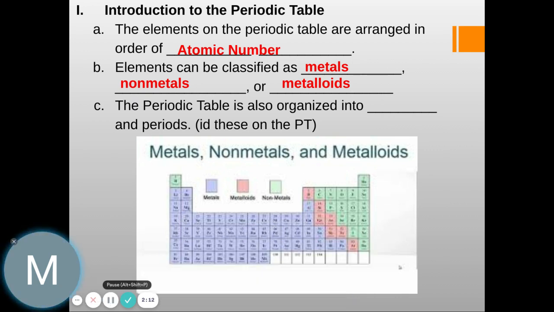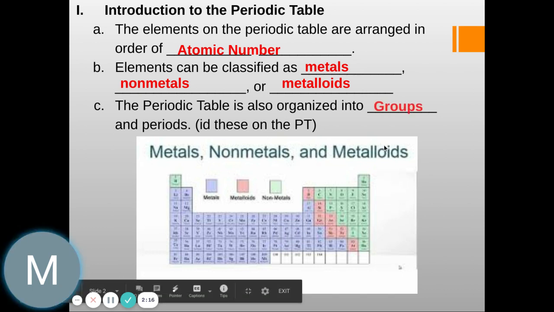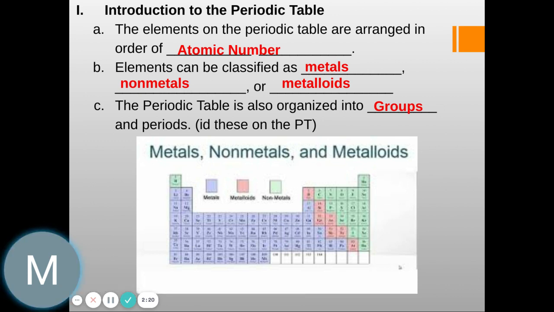So the periodic table is also organized into what's called groups and periods. Groups go up and down on the periodic table, and the periods go left and right. We might talk equally about both, but as far as characteristics, when you think about noble gases or halogens or alkali metals, those are groups that we're talking about. And those are the vertical columns that we see on the periodic table.